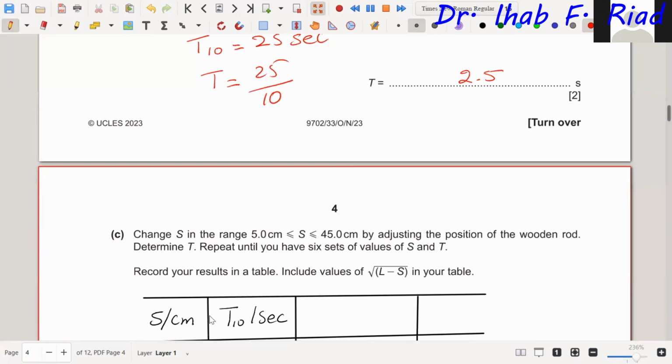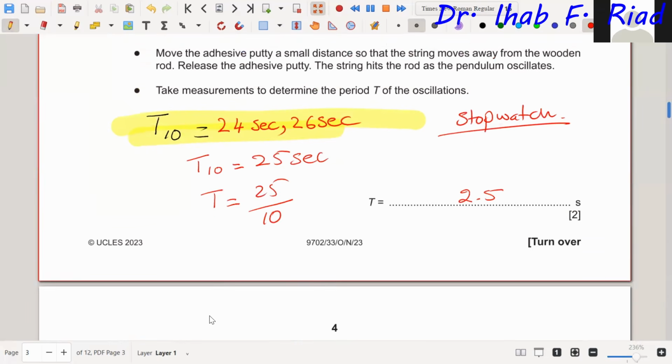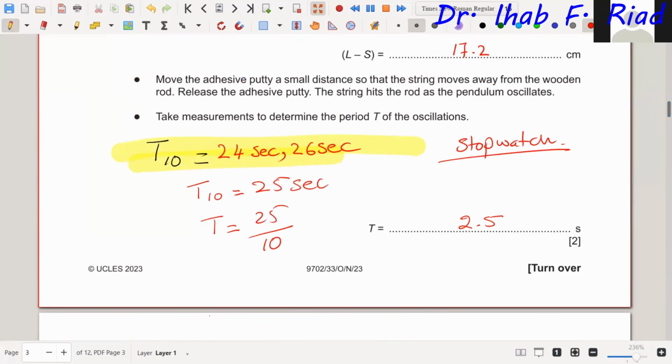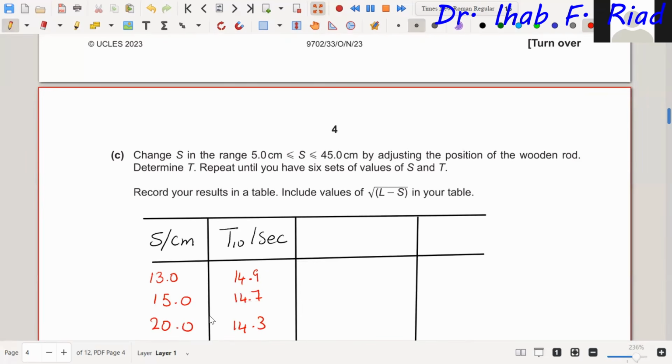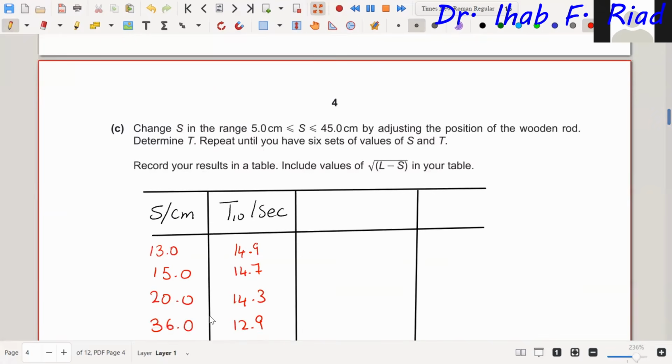Is that okay so far? You added them? Yes, I'm going to calculate the average. So this is the average, right? Yes. 24 plus 26 divided by 2, I get 25. And then I divide by 10. I get 2.5 seconds for one oscillation. We don't want the timing for 10 oscillations, we need one. But we did 10 to reduce the percentage uncertainty.